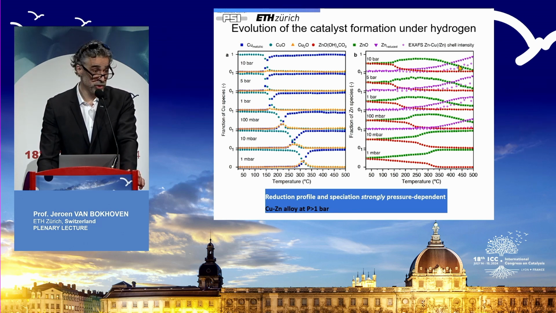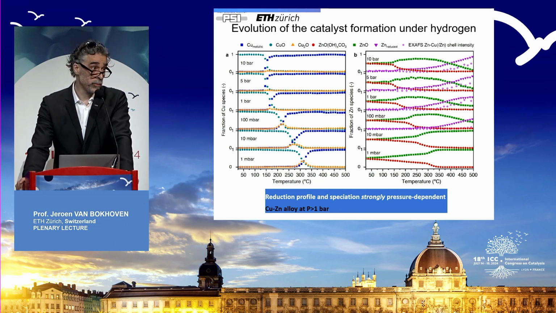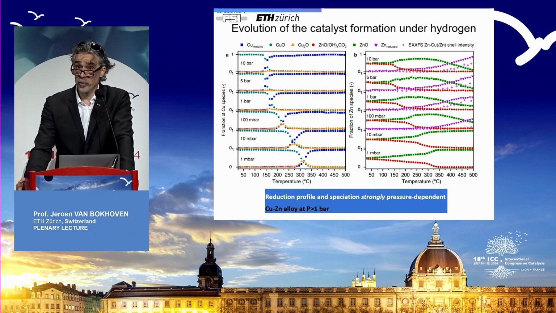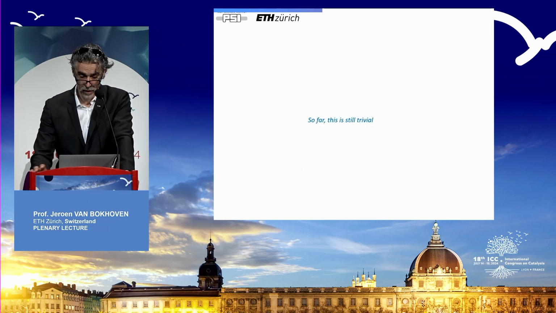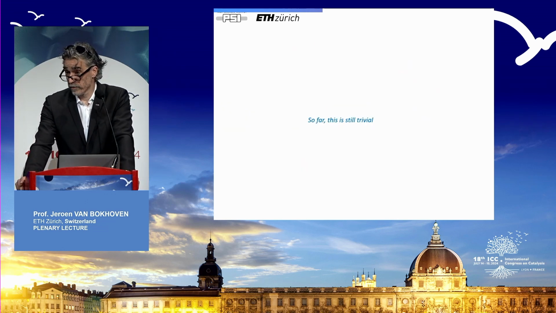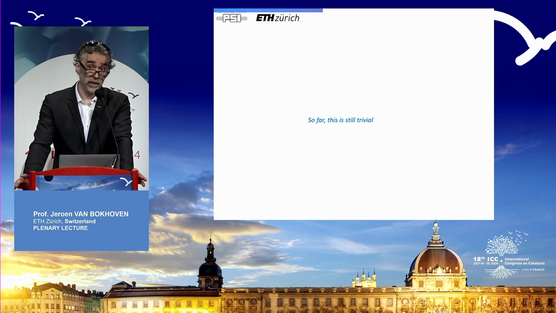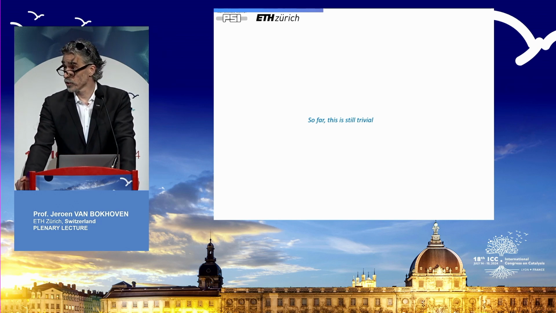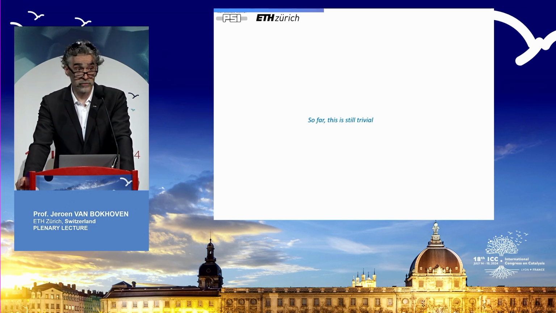So as a function of temperature and pressure, there is a strong dependence on structure. The copper zinc alloy we only detect when we use pressures above 1 bar. Of course, this is relatively trivial. If you like to reduce something and you have 1 millibar of hydrogen pressure and it doesn't reduce, what do you do? You increase the hydrogen pressure. If it doesn't reduce at room temperature, you increase the temperature. So it's rather trivial. However, the consequence of this is enormous.